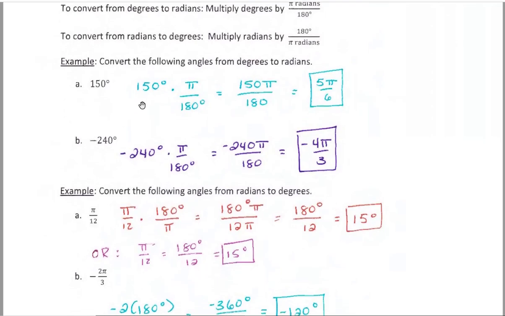To convert 150 degrees into radians, I would just multiply it by pi over 180. Remember, we said that pi was equal to 180 degrees, so pi and 180 are the same. Something over itself is 1, so we're just multiplying by a fancy 1. When we do this, the degree symbols cancel, and we get 150 pi over 180, which reduces to 5 pi over 6 radians. Negative 240 degrees, to go from degrees to radians, we multiply by that pi over 180. Now the degrees cancel, and I have negative 240 pi over 180, which reduces to negative 4 pi over 3.